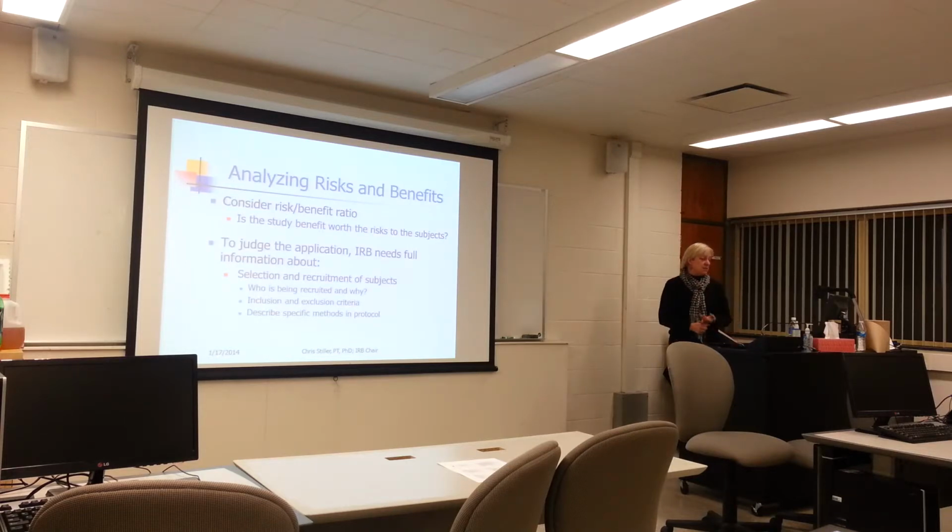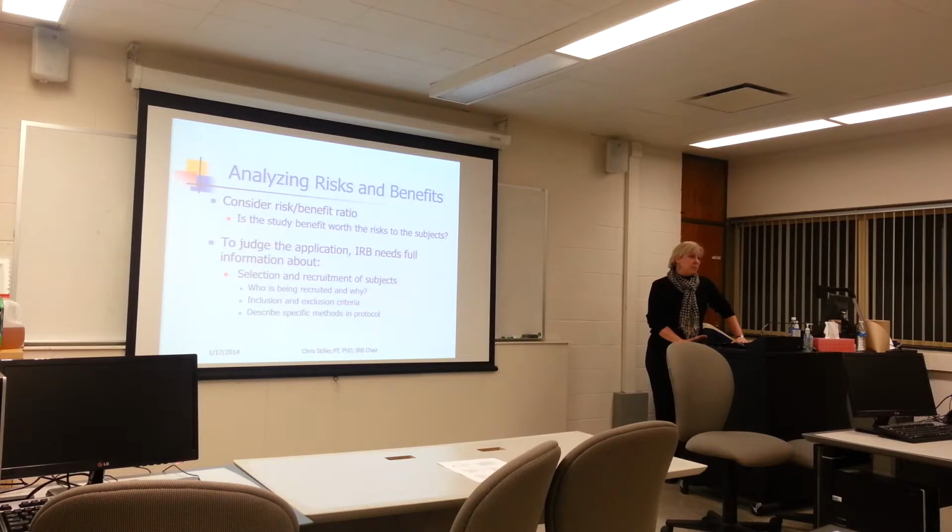Okay, we talked about considering the risk-benefit ratio. This is what we need information about: who's being recruited and why. So one of the things you put in the consent form and in the application, but specifically in the consent form, you say you are being invited to be in the study because you are, whatever your inclusion criterion is. Inclusion and exclusion criteria: why do you want people, why are you going to exclude people?